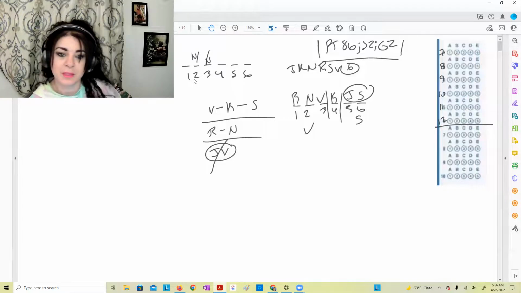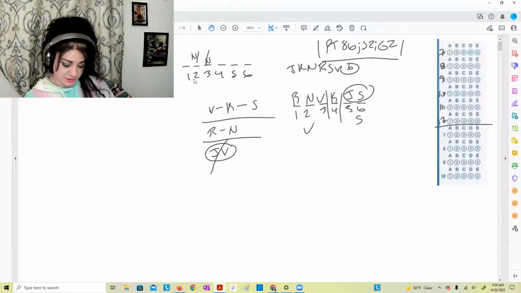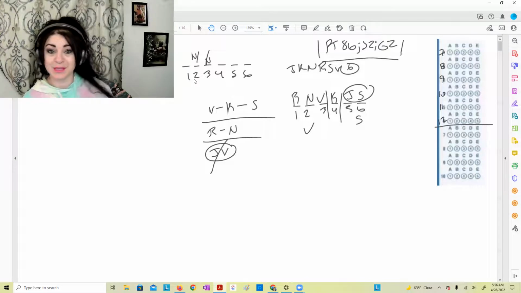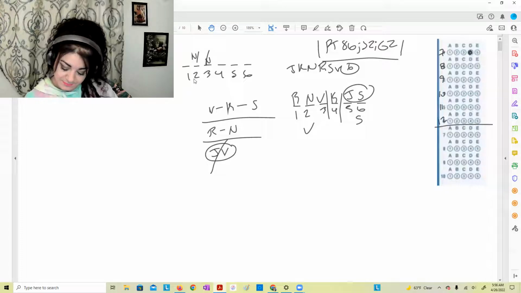This works, doesn't it? I'm following all the rules. K before S, R before N, J is not next to V. Yeah, this works. So K could be on fourth. And that's the earliest it could be. It can't be on third, second, or first. So the correct answer to this one is D.